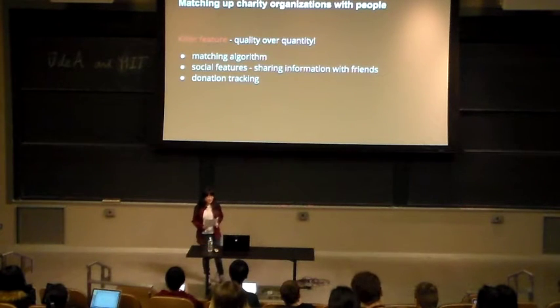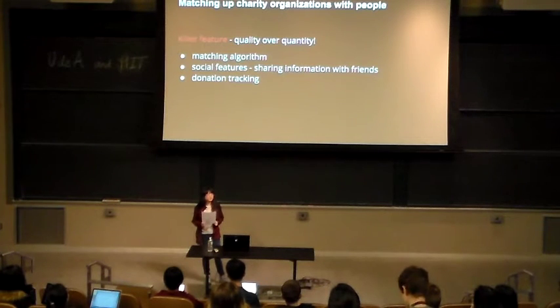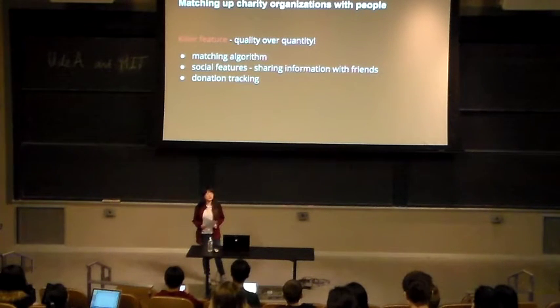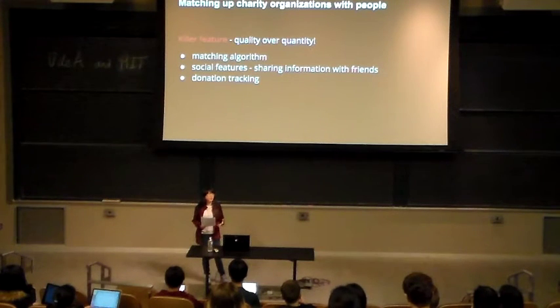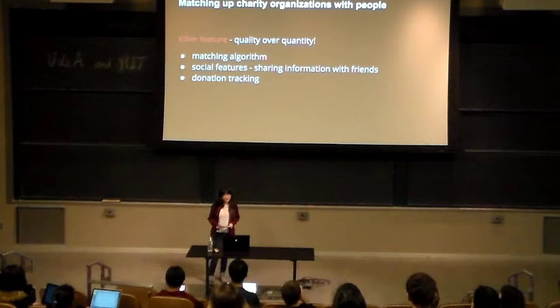So finally, a killer feature is a main feature of your website. It's better to have one really great and compelling feature than a lot of average features, because this is what's going to make your website stand out from the competition. So for example, with this charity matching website, we can have a really great matching algorithm.